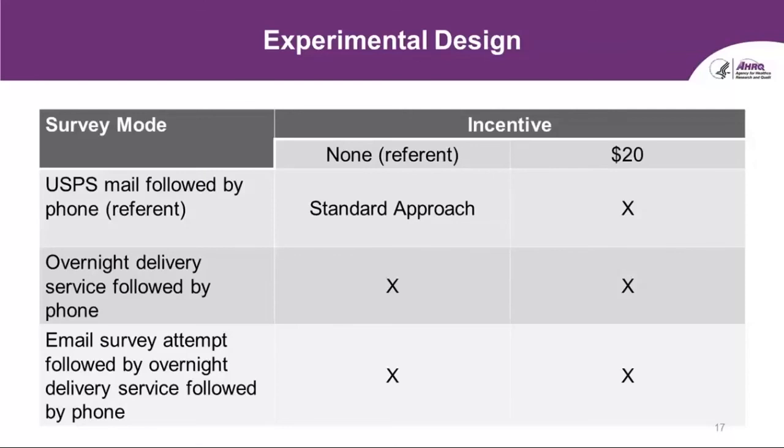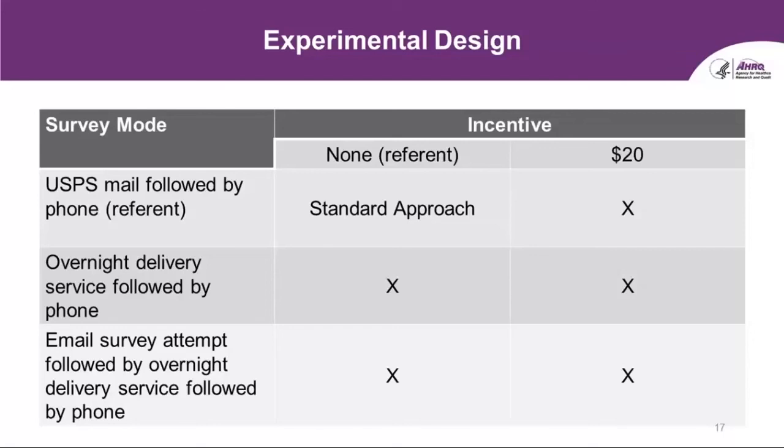So in the middle row, we looked at a commercial overnight delivery service, which has an envelope which draws the potential respondent's attention to the survey and indicates perhaps that it's particularly important, followed by telephone follow-up of those respondents. So that's essentially substituting this overnight delivery service for regular USPS mail.